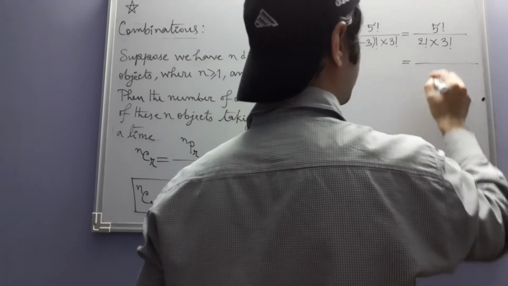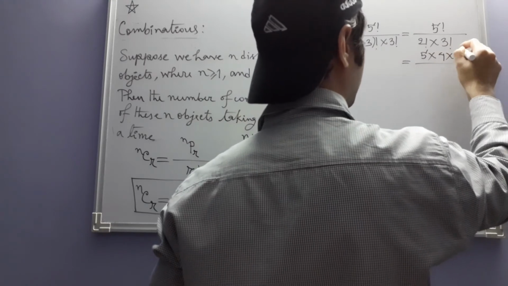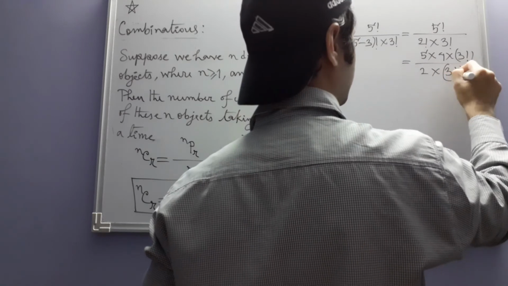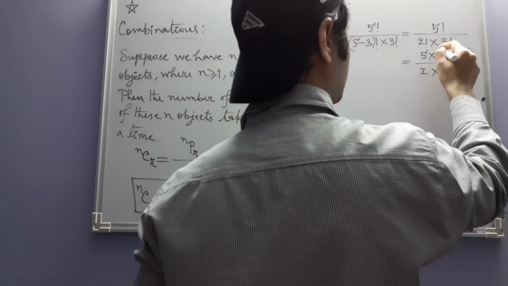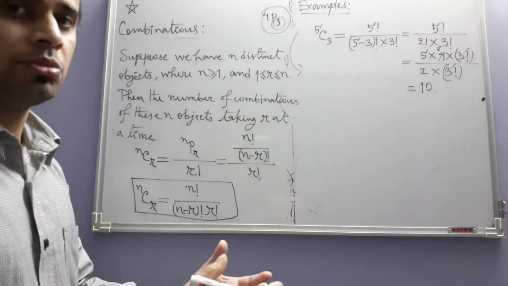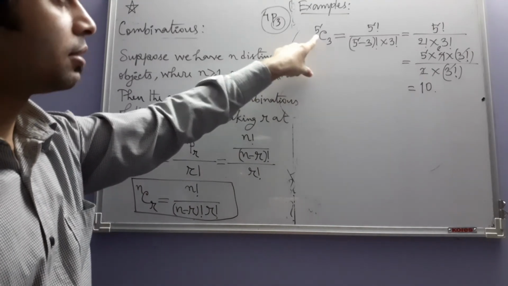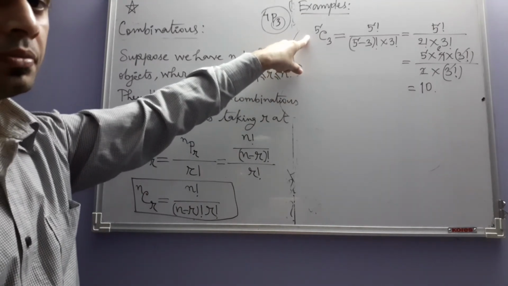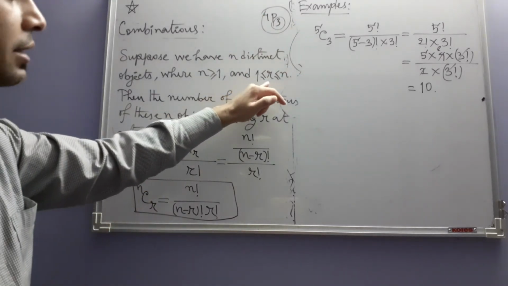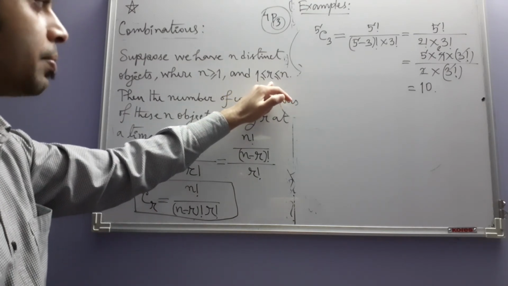And what is this? 5 times 4 times 3 factorial, over 2 times 2 factorial is 2, 3 factorial. So these two cancel out. So I have 10. So 10 sets can be formed using 3 elements out of 5 elements. Okay, 5 distinct elements. Now here you can see that r is restricted to be a positive integer.